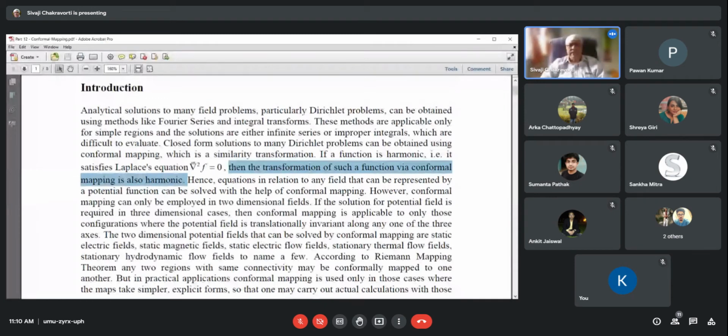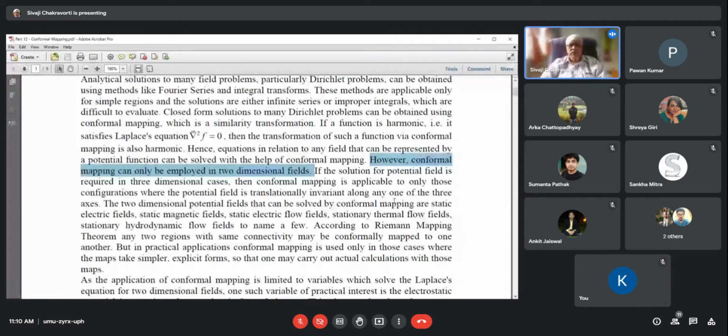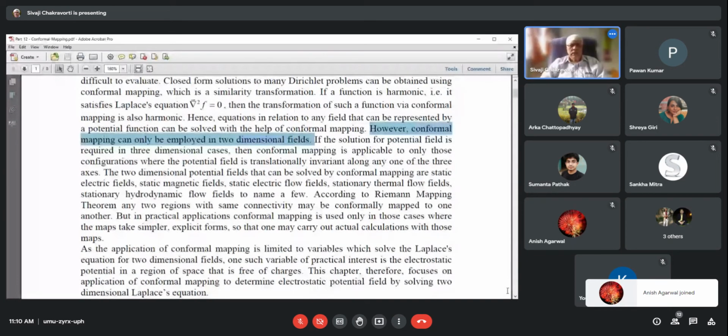I have to say that this conformal mapping cannot be used everywhere. It can be used only in two-dimensional fields.